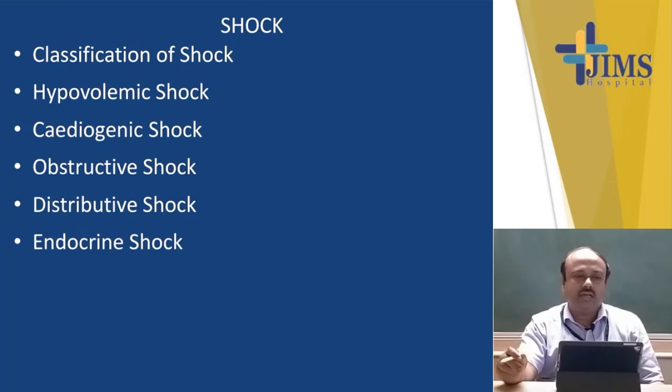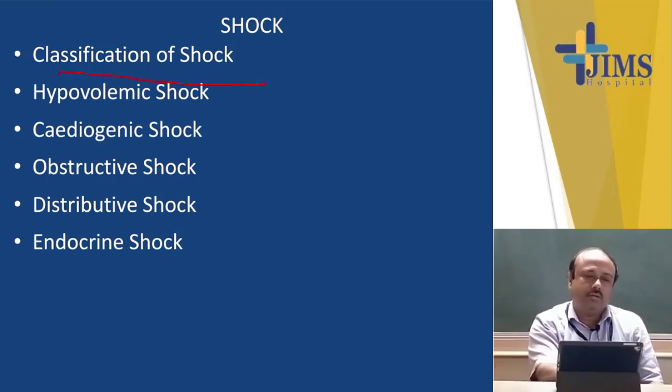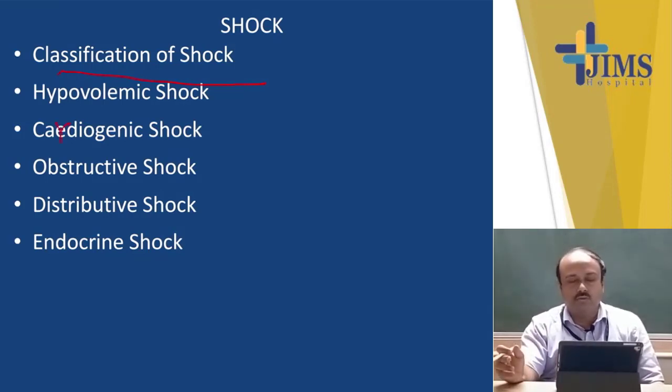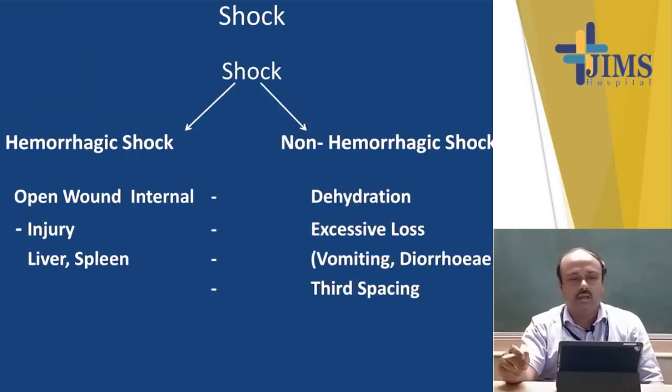Now coming to the classification of shock. There are various causes of shock, and depending on them, they have been classified into hypovolemic shock, which is obviously due to decreased intravascular volume; cardiogenic shock, which is due to reasons centered in the heart; obstructive shock, distributive shock, and endocrine shock. Besides that, hypovolemic shock has been subdivided into hemorrhagic and non-hemorrhagic shock.